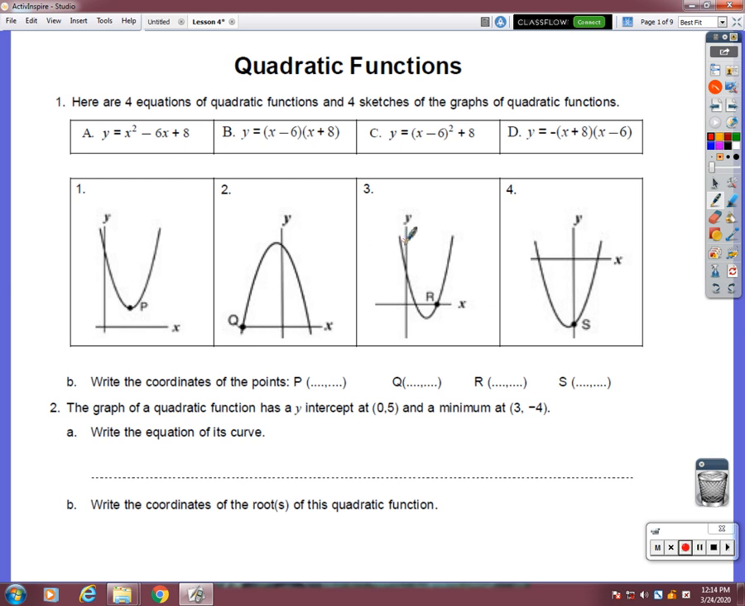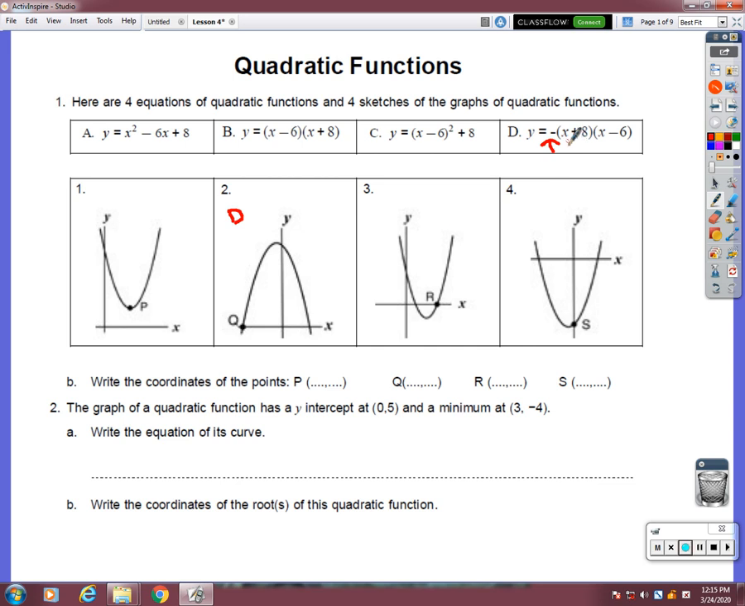Okay, so we've got to use the fact that these 4 functions match with those 4 graphs to figure out the coordinates of some points. So let's see who is who. The first thing that we should recognize here is that 3 of these open up and 1 of them opens down. And because of that, it's easy to figure out that number 2 is the graph of function b, because that's the only one with a negative in front.